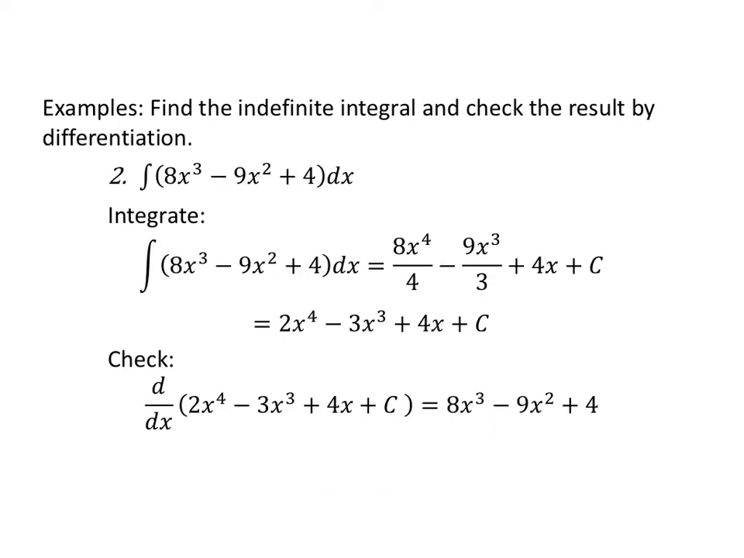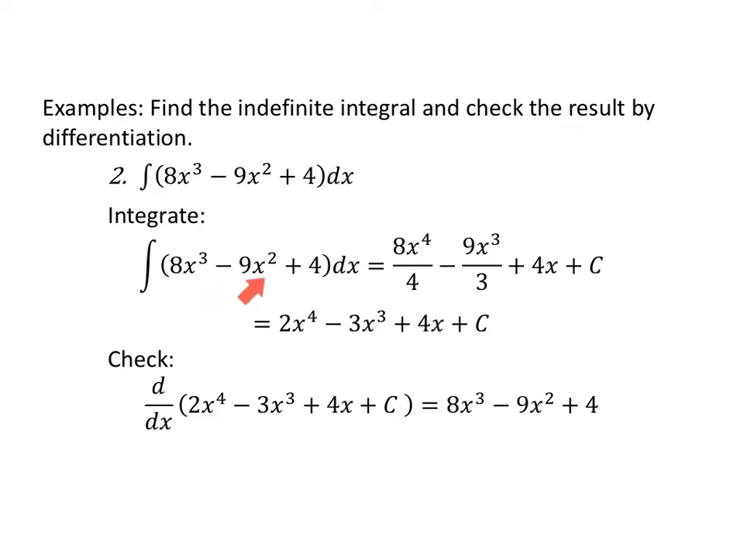Problem number 2. The antiderivative of 8x cubed minus 9x squared plus 4 dx. We take each individual integral, right? We had a sum and difference rule that allows us to go through. We had a constant multiple rule that allows us to ignore the coefficient at first. So we have 8x cubed. We're going to keep the 8 constant. The antiderivative of x cubed is x to the 4th over 4. Remember, we add 1 to the exponent, divide by that new number, minus 9.